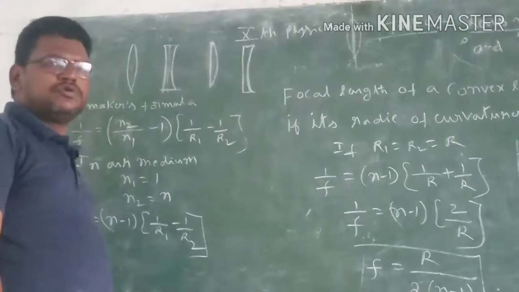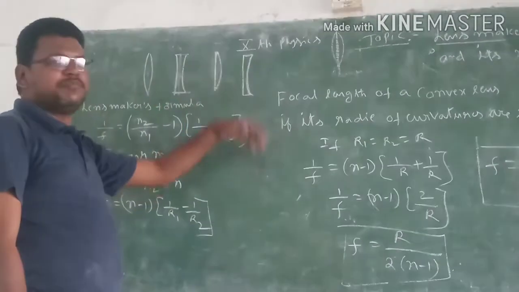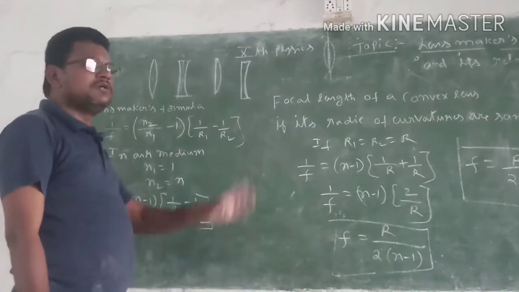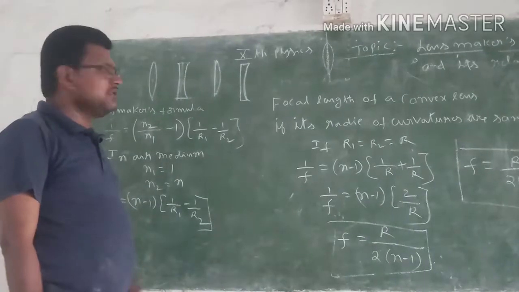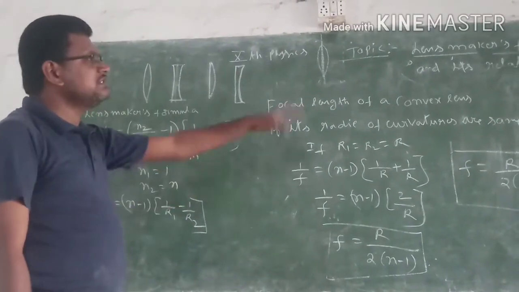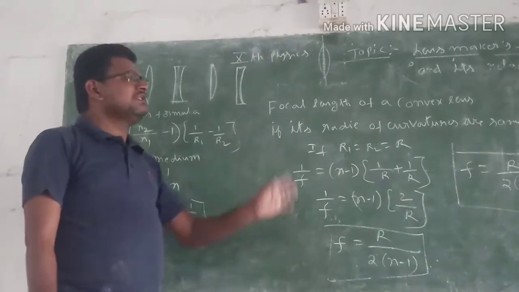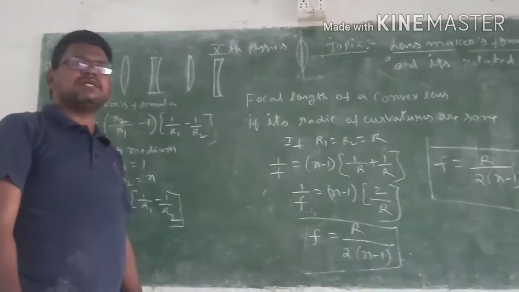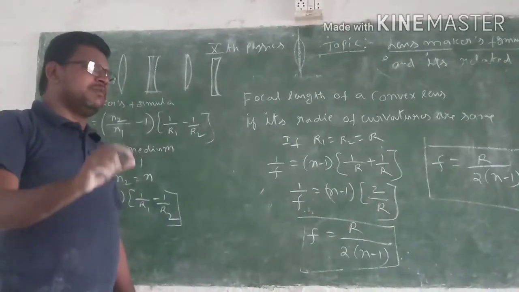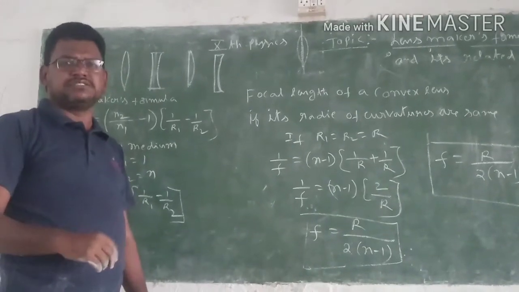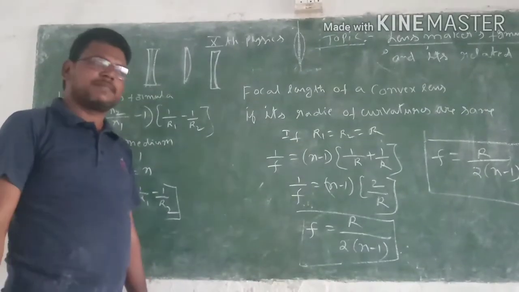Already you know that lenses are made of transparent materials. Each lens has two surfaces, of which at least one is a curved surface. So this is briefly about the lens maker's formula and related topics. In the next class we will see the activity of how the focal length of a lens changes depending upon the medium in which the lens is kept. Okay, thank you.